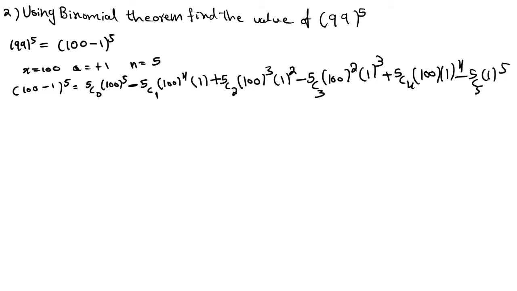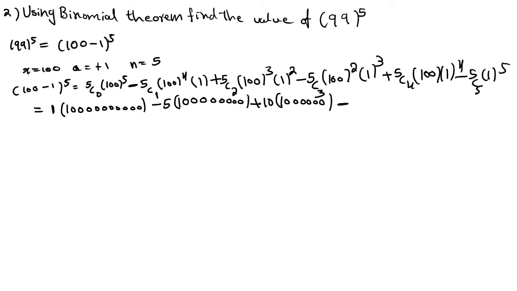Now simplify this one. We know 5C0 value is equal to 1 into 100 to the power 5. That means multiplying 100 5 times, you will get 10 zeros, right? 1, 2, 3, 4, 5, 6, 7, 8, 9, 10. 5C1 value is 5. Multiplying 100 4 times means you will get 8 zeros. 1, 2, 3, 4, 5, 6, 7, 8. And 5C2, we know 5C2 value is 10. 100 cube means you will get 6 zeros. 1, 2, 3, 4, 5, 6.